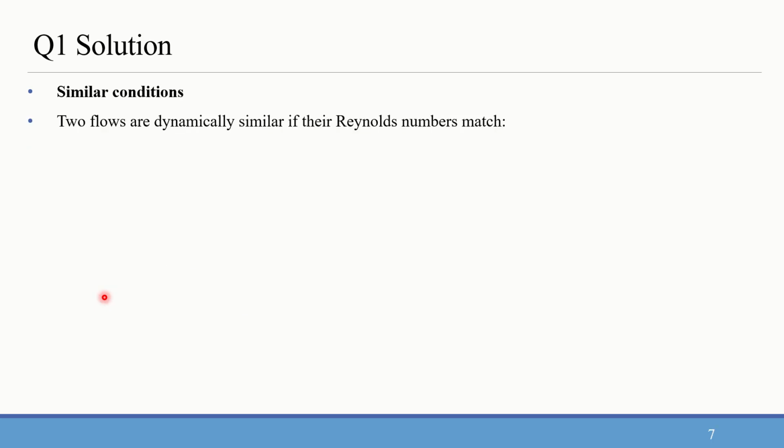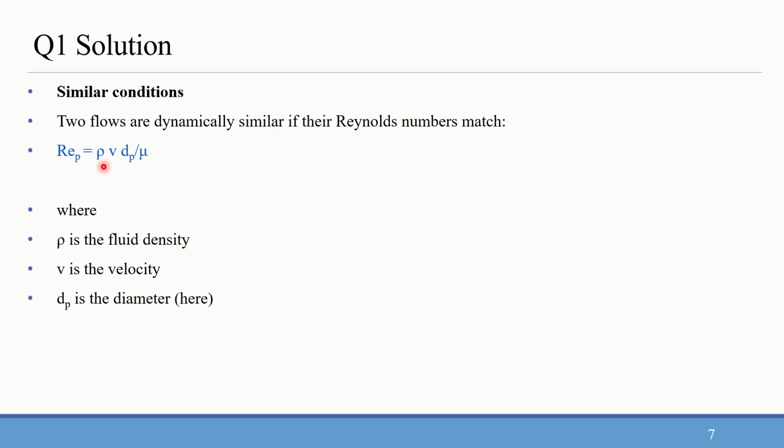So under similar conditions, two systems are dynamically similar, and based on that we can take their Reynolds numbers to be matching. The Reynolds number here is denoted by Re_p, which is equal to rho v d_p by mu, where rho is the density of the fluid, v is the velocity, d_p is the diameter of the particle in this particular context, and mu is the fluid viscosity.